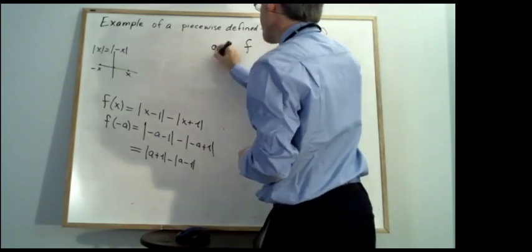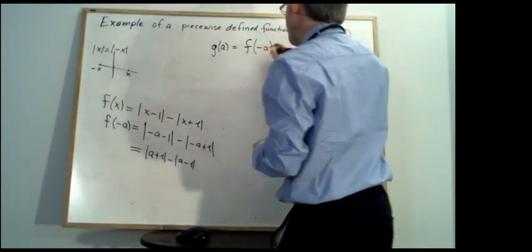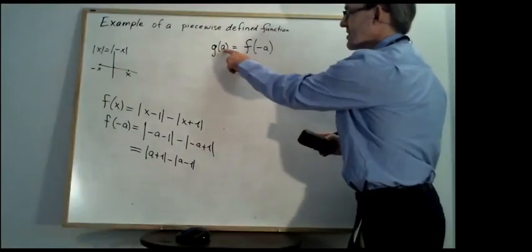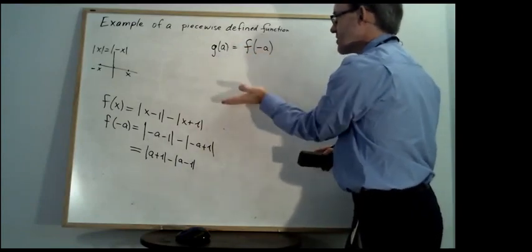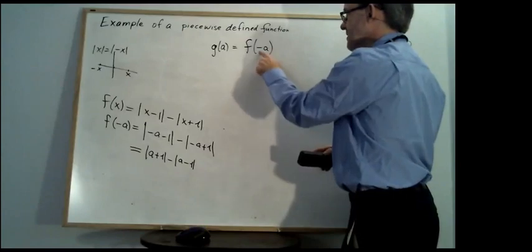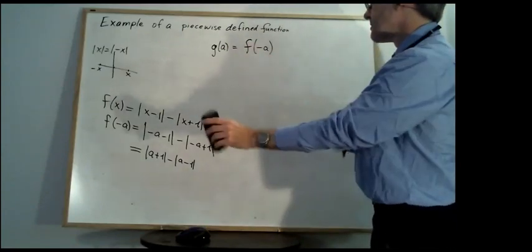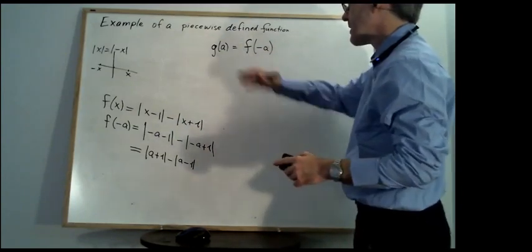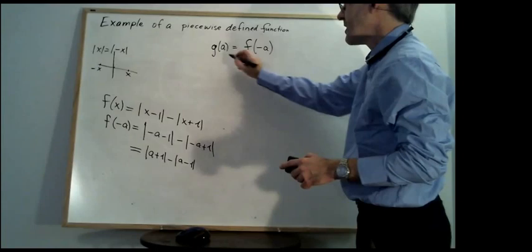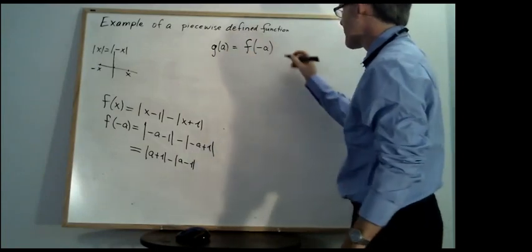So call this new function g of a. It's f of minus a. And by the way, the new function is a reflection of the old function about the x-axis. Remember, that's how you got the reflection. So we can always get the original function back by flipping g of a. X is changed to a now, so a will be a variable.